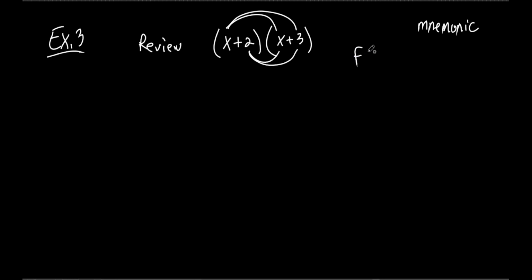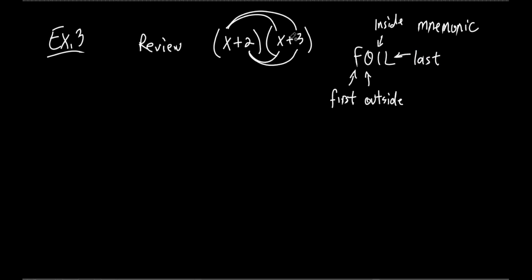So it's FOIL. What in the world does FOIL mean? Well, the F is the first. The O is the outside. A lot of you say outer, but I always say outside. The I, if that's outside, what do you think the I is? Inside. And then the L is the last. So when you have a binomial times another binomial, you can use the FOIL method. And the FOIL method is first, outside, inside, last.